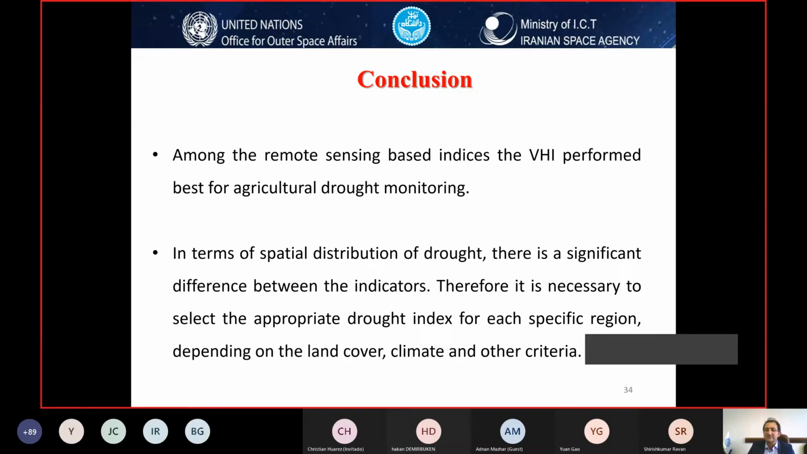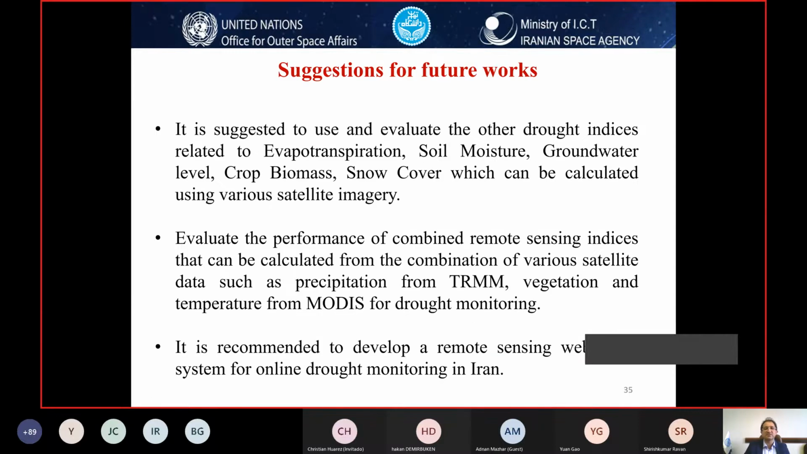Therefore, it is necessary to select the appropriate drought index for each specific region of Iran, depending on the land cover, climate, and other criteria. Also, I suggest using and evaluating other drought indices related to evapotranspiration. I believe that evapotranspiration may be the best indicator for drought monitoring, and at the moment I'm doing research on that. Also the soil moisture, groundwater, crop biomass, snow cover, and other indicators.